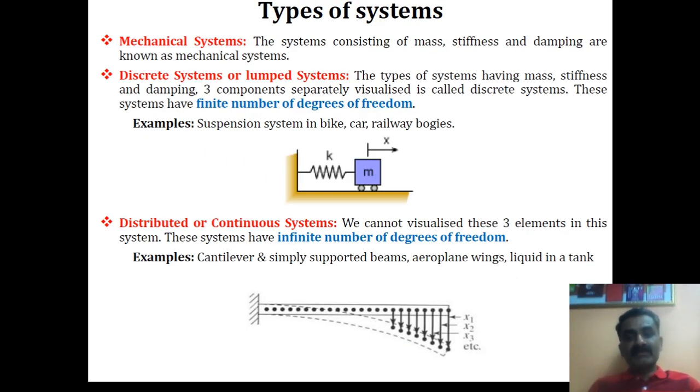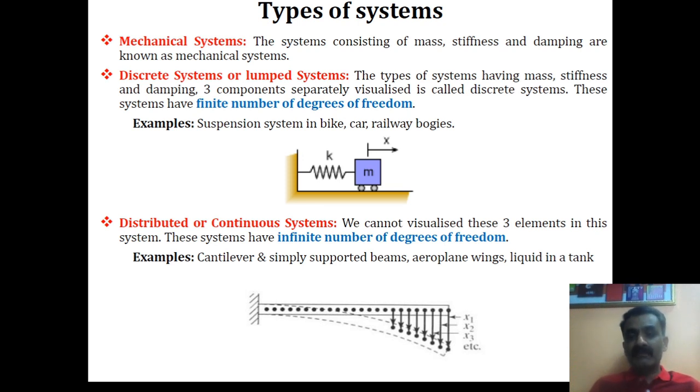The different types of systems that we are going to study in vibrations are, before that, we should know what mechanical systems are. The systems consisting of mass, stiffness and damping are known as mechanical systems. The first is the discrete system or lumped system. A system having mass, stiffness and damping, these three components separately visualized, is called a discrete system. Take the example of a suspension system used in railway bogies.